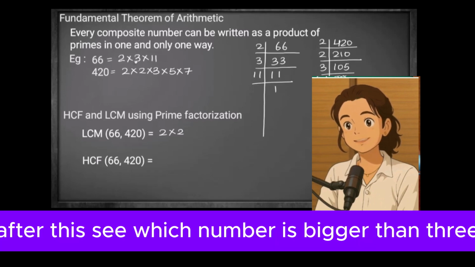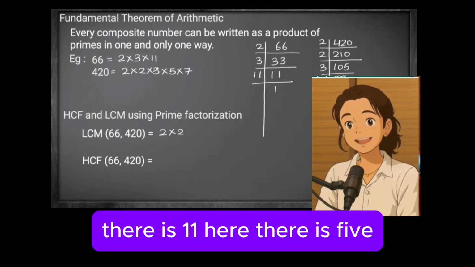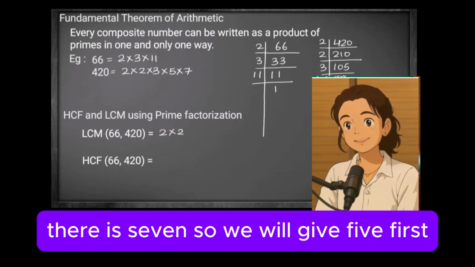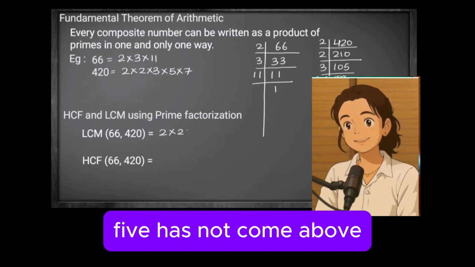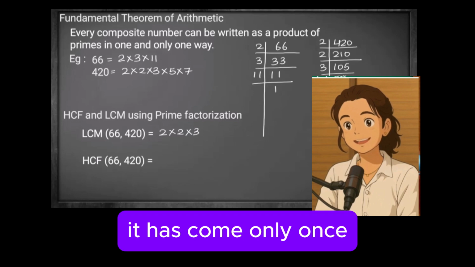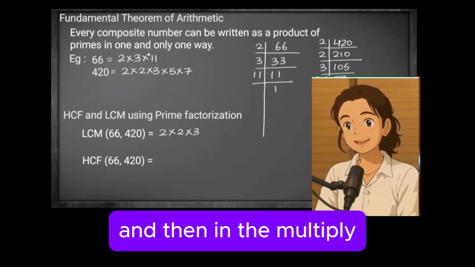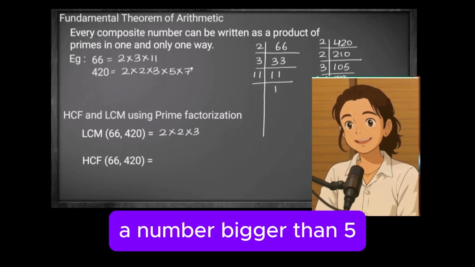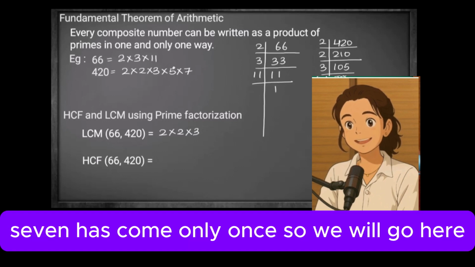After this, see which number is bigger than 3. There is 11 here, there is 5, there is 7. So we will take 5 first. 5 has come only once. 5 has not come above, it has come only once. So we will multiply 5 here. Then a number bigger than 5: 7 has come here, there is no 7 above it. 7 has come only once, so it will go here.